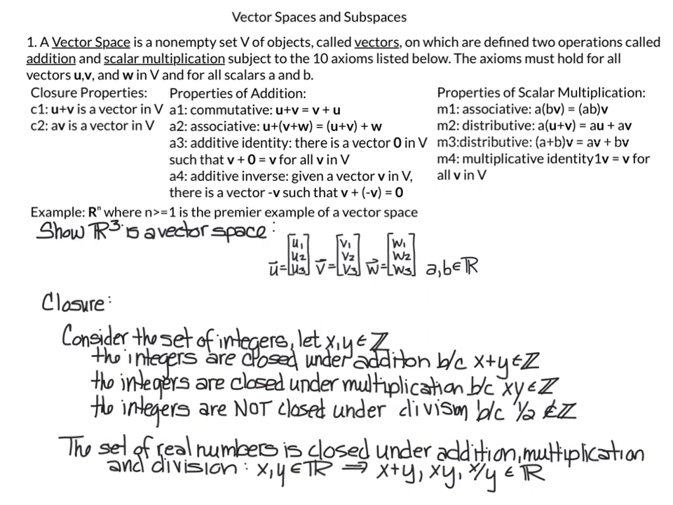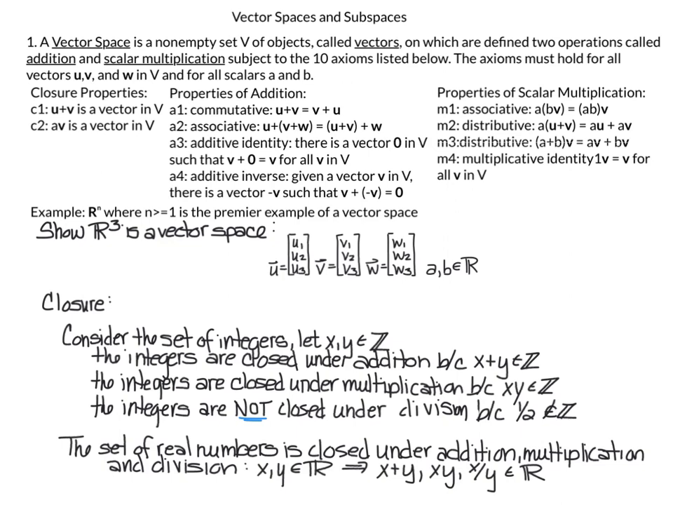Integers are also closed under multiplication because when you multiply two integers, such as x and y, you get back an integer. So you're still in the set of integers. However, integers are not closed under division because 1 is an integer and 2 is an integer, but when you divide 1 by 2, you're no longer in the integers. So the integers are a set that is not closed under the division operation.